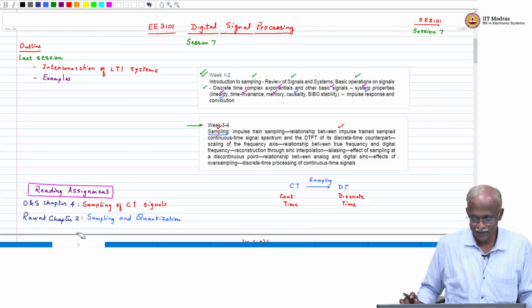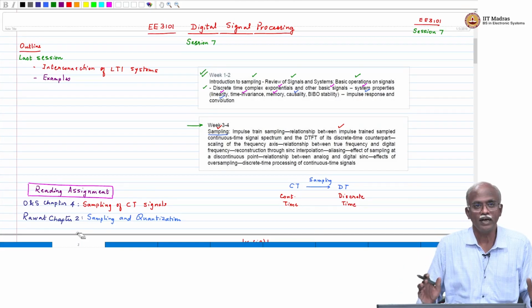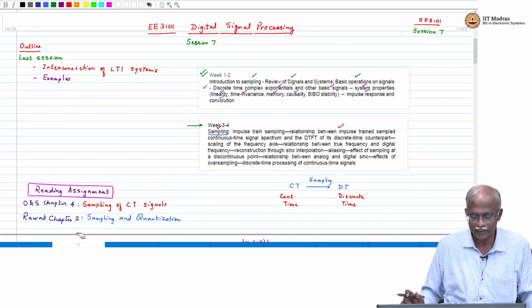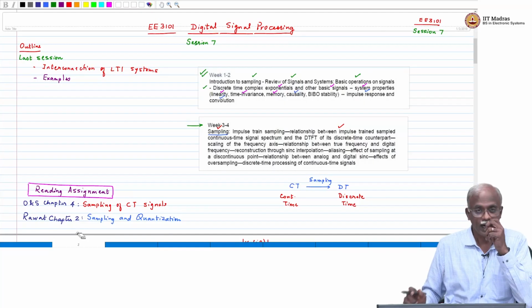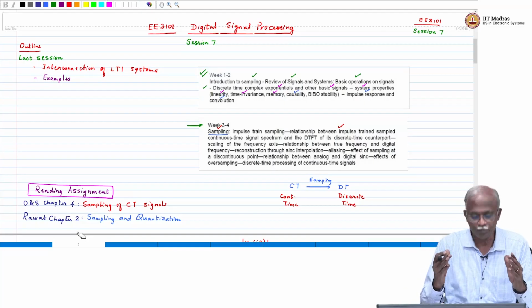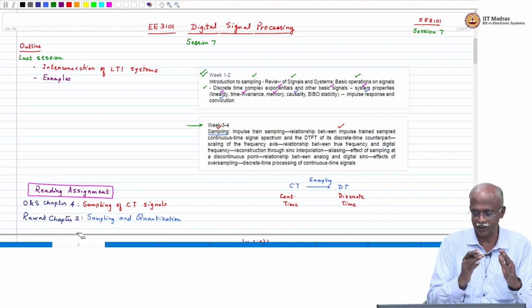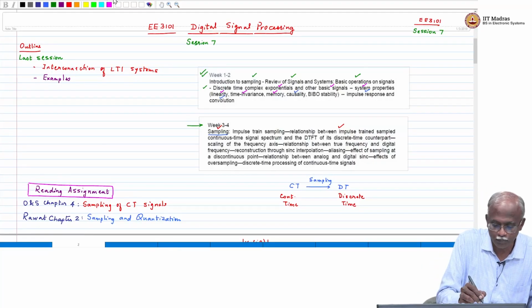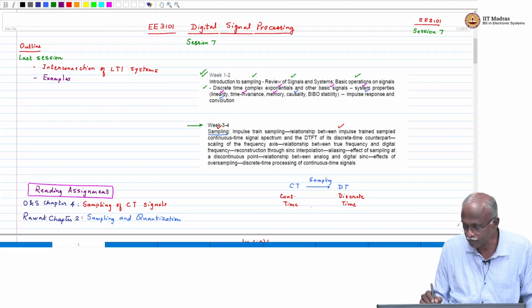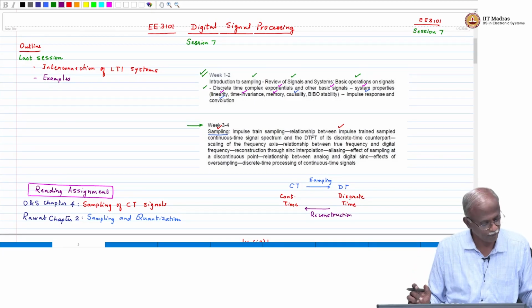We begin today's session by reviewing what we have covered in terms of the concepts in sampling that we did yesterday, and to build on that and to touch upon the aspect of reconstruction. Reconstruction is the process by which we go from the discrete time back to the continuous time. So, this is what we call reconstruction. We will touch upon both these concepts today and build on that by using some examples.